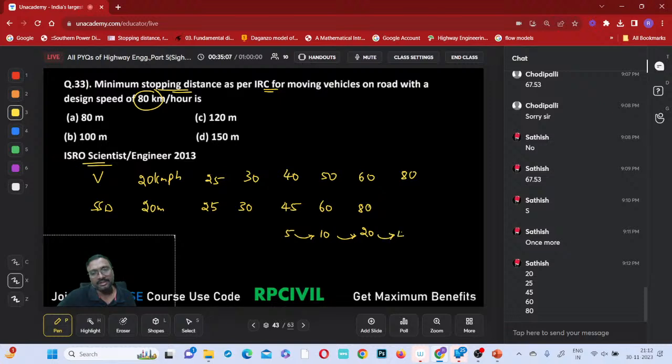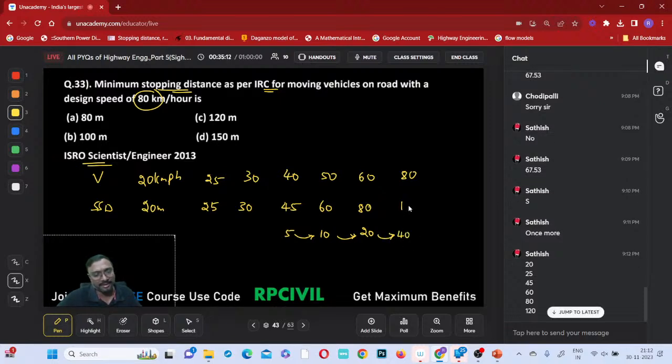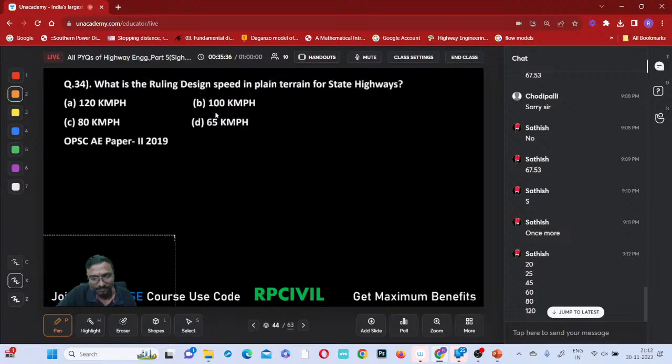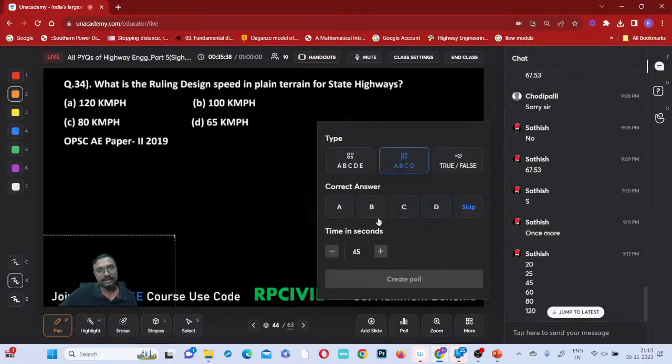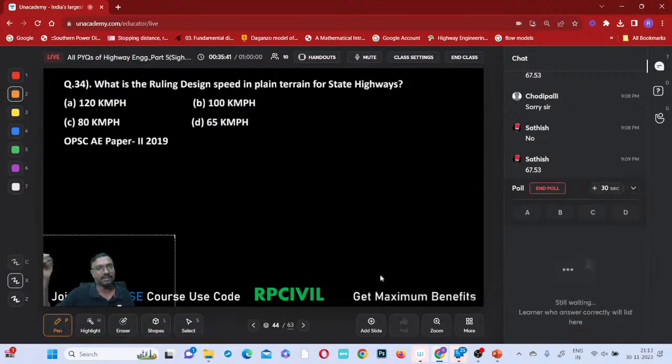What is the concept? This distance is doubled. 80 plus 40, how much does it come to be? 120. And if it is 100 kmph, the difference doubles again, so 100 plus 80, 180 meters. Which one is given? 80 kmph means 120 meters is the answer. Yes, correct. Which option? Option C will be the correct answer, isn't it? Shall I move to the next question, all of you? Select the answer for this, all of you. 30 seconds time I'm giving.